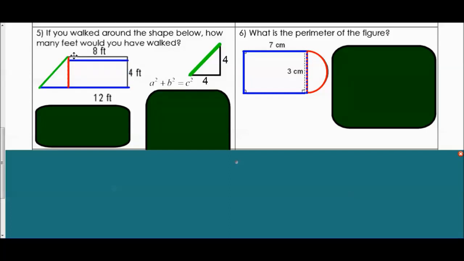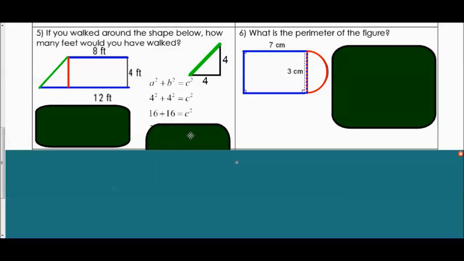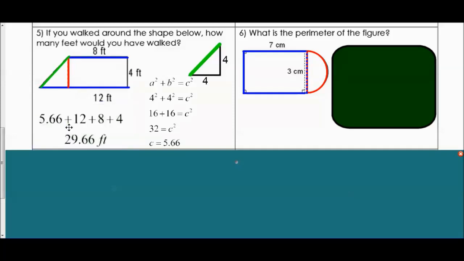And again, we're going to use Pythagorean theorem to find that. We're going to plug in 4 and 4 for A and B. That's 4 squared plus 4 squared, that's 16 plus 16, or 32. And the square root of 32 is 5.66, so that's this green side here. And now we can just add up all of our sides. 5.66 plus 12 plus 4 plus 8. Again, we don't use this dotted line because that's not on the outside.